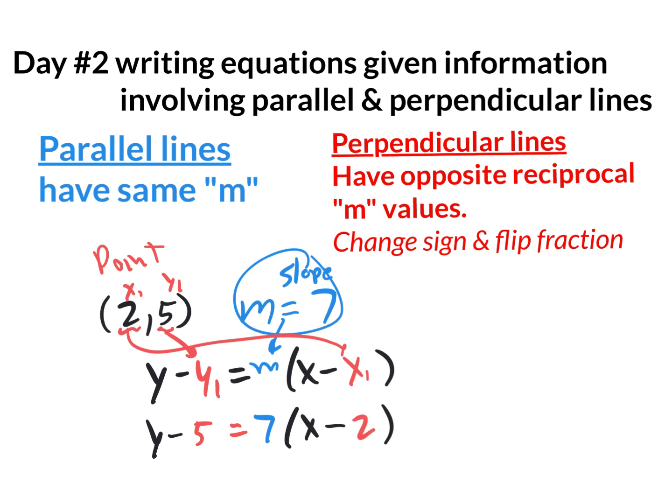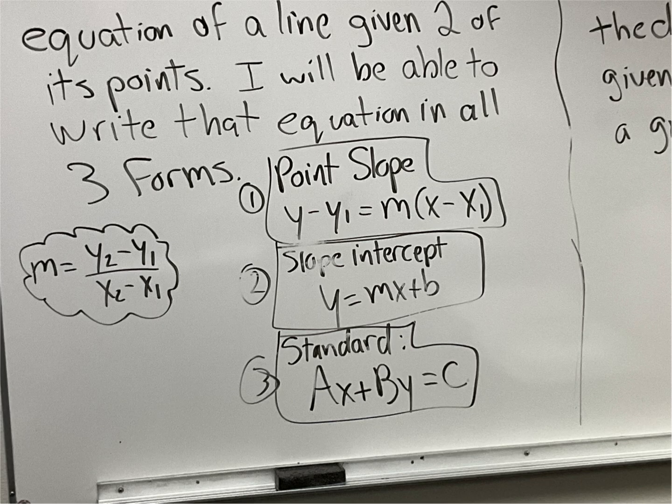And that's what we were doing the day before yesterday, right? You have a point, you have a slope, plug it in point slope form. Even if they ask for it in slope intercept, or even if they ask for it in standard, if you have a point and a slope, plug it into point slope form. This is why on the wall I put point slope form first, because whenever you have a point and a slope, you start with point slope form.